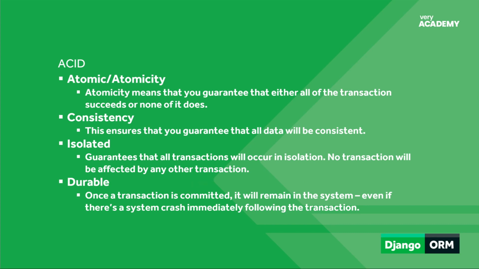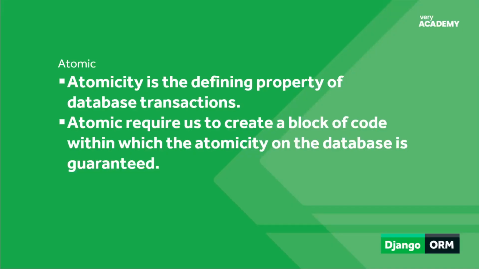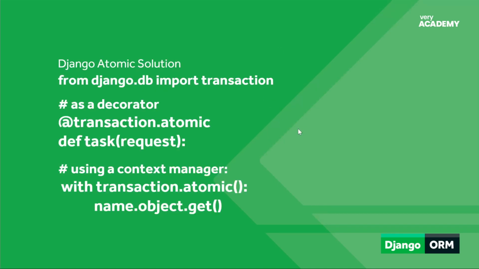We could apply select_for_update in our application very simply. I've removed collecting the customer from the transaction.atomic block, and I've utilized select_for_update. So we get the actual user and then perform our operations. And of course, these operations must be committed as a unit, so they are wrapped with our transaction.atomic. In short, atomicity is the defining property of a database transaction. Here we utilize atomic to create a block of code within which the atomicity of our database is guaranteed. We saw that we can apply this very simply as a decorator or using a context manager within our code.